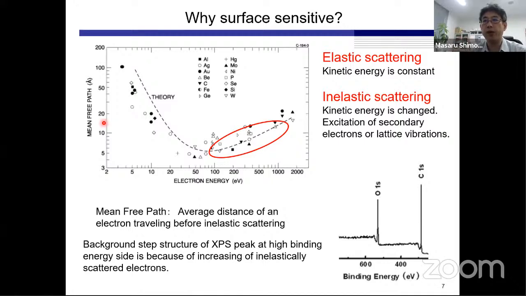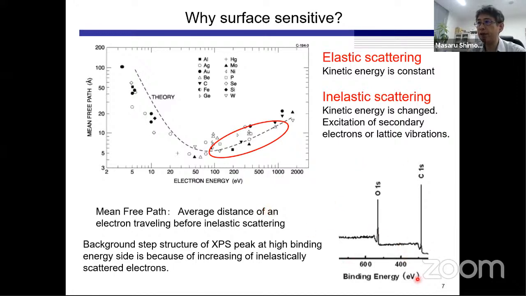So we can use the X-ray for the excitation. The X-ray can penetrate into the bulk, like a micrometer scale, but the excited photoelectron cannot come out from the surface if the excitation is in a deeper part of the sample. So only the photoelectrons near the surface can move on to the vacuum. This is the reason XPS is surface sensitive. So the energy of the electron is in this range. Low energy electrons cannot come out from the sample if they are in the bulk position.